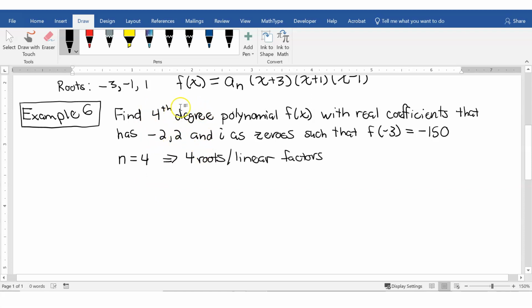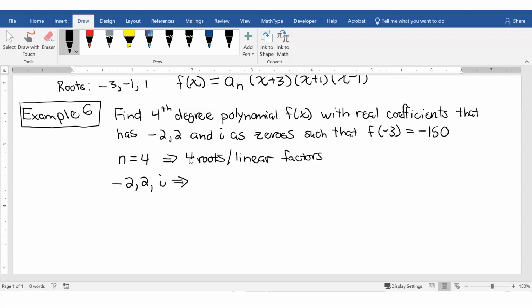The first key piece of information is they tell us the degree of the polynomial. A 4th degree polynomial, we would say degree n is 4. So that means we need 4 roots or 4 linear factors to set up our equation. Now, they've also given us these roots of -2, 2, and i. But notice we need 4 roots, we only have 3. Well, where's the 4th root? Well, remember, complex roots occur in conjugate pairs. So if i is a 0, that also means that its complex conjugate, or -i, is also a 0.